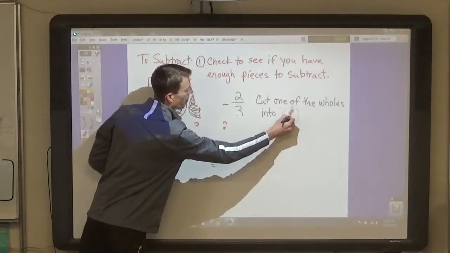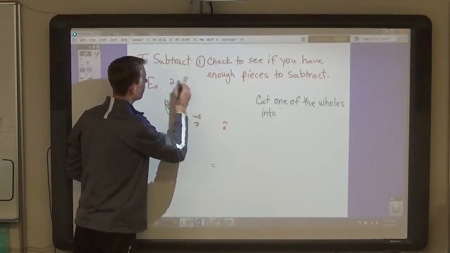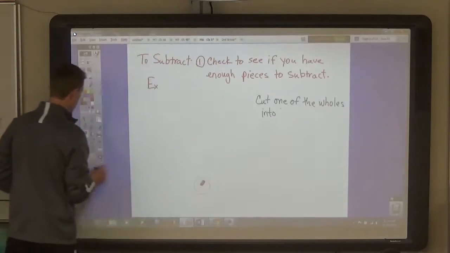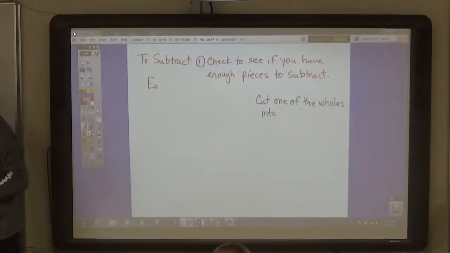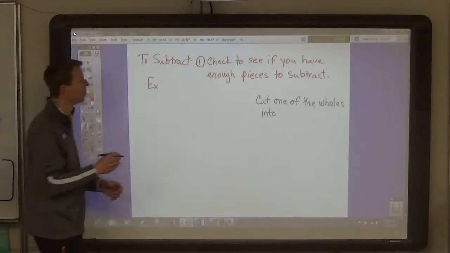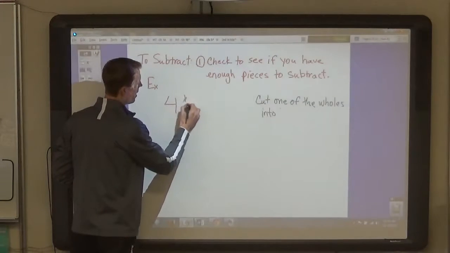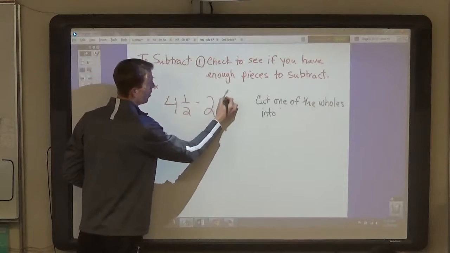We're not going to cut it up in thirds. We're going to use a different problem, okay? So write this one down. Work this one out with me. Let's do this one: 4 1/2 minus 2 and 1/5. 4 1/2 minus 2 and 1/5.